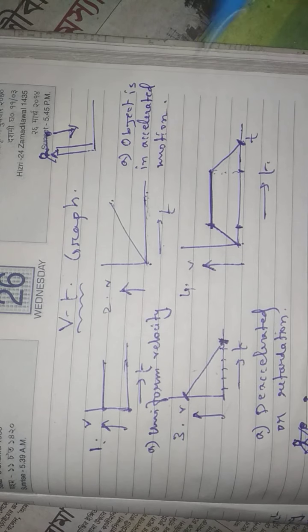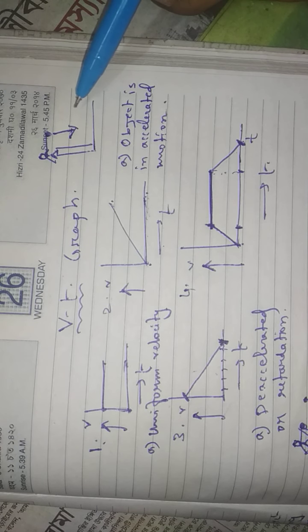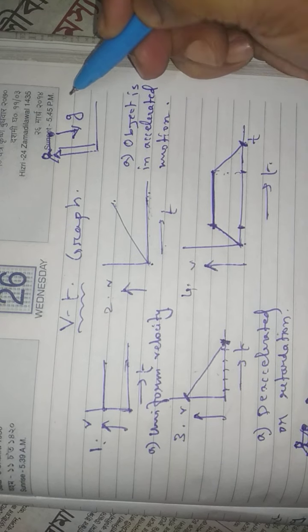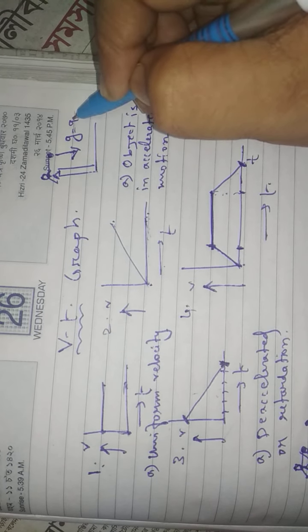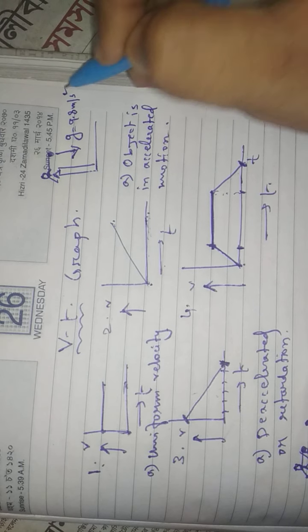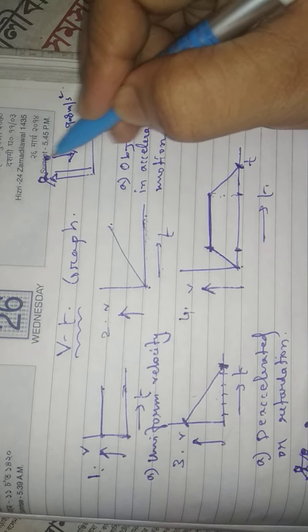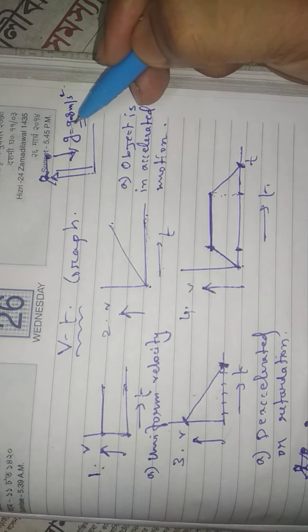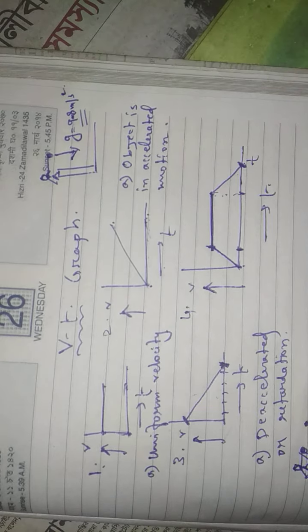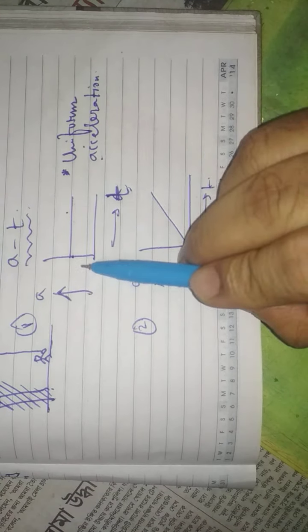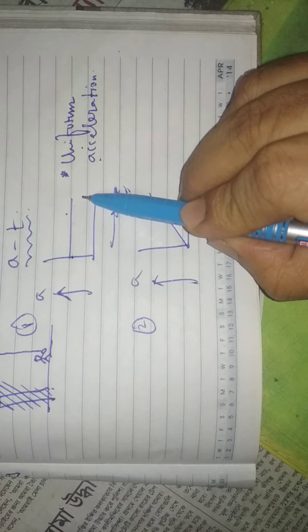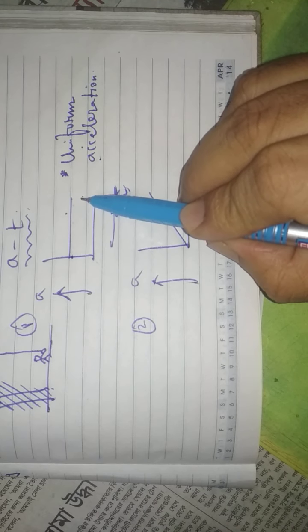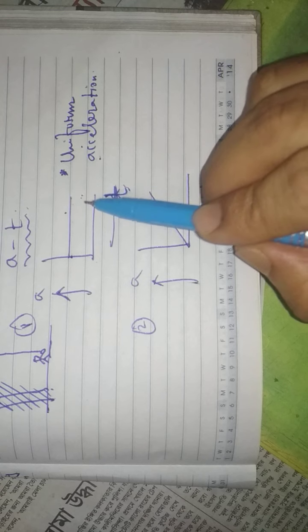Like in our previous case, we released a ball from a certain height. So what is the acceleration here? Gravitational acceleration. What is the value of this? 9.8 meter per second square. This value doesn't change throughout the free fall. This g value does not change. That means acceleration is constant. So this is the graph where acceleration is constant. When a ball is freely falling from a certain height, the acceleration is constant.